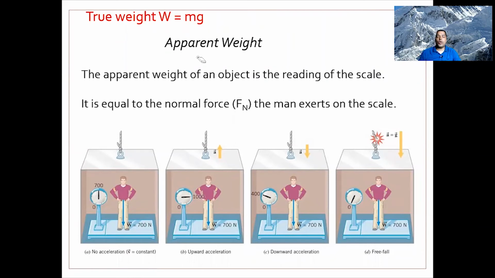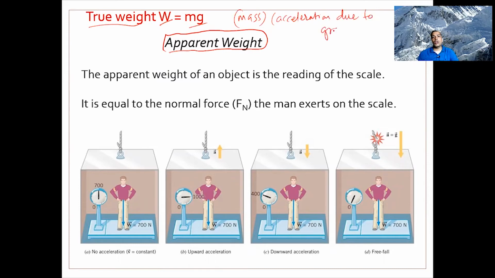So in this slide, I'm going to talk about apparent weight. Okay, so first of all, what is true weight? True weight is mg, right? Mass times acceleration due to gravity. Okay, that's the true weight. So what is the apparent weight? Apparent weight is the weight of an object shown by the weighing machine. Okay, so that's the apparent weight.